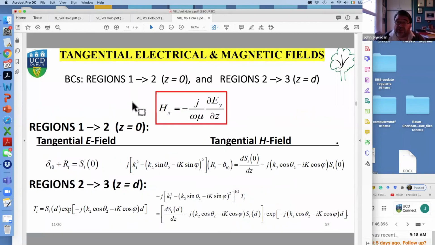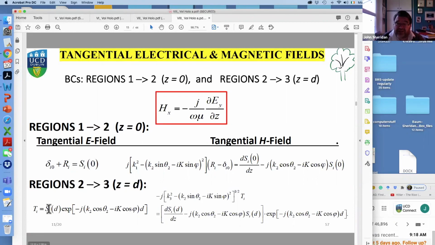So our boundary conditions, going from region 1 to region 2, z equal to 0, and region 2 to 3, z equal to d. Recalling this definition that our H field in the x direction is minus j over omega mu, angular frequency and permeability, times the rate of change of the E field with respect to z. So this is for the E field replay. We're going to have the tangential E field in region 1. This is our input beam, and this is the ith component, and this is only equal to 1 for i equal to 0, and has got to be equal to S_i at 0. So that's matching the tangential field.